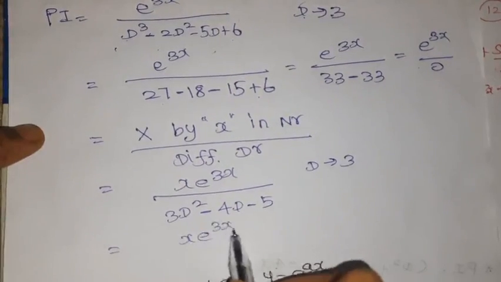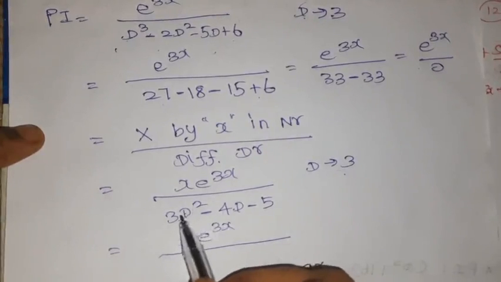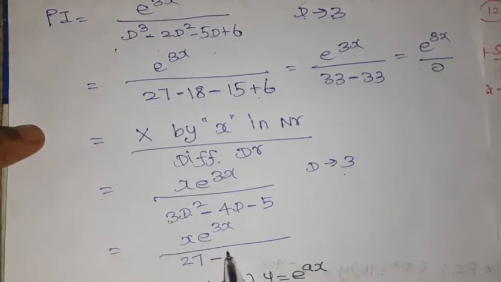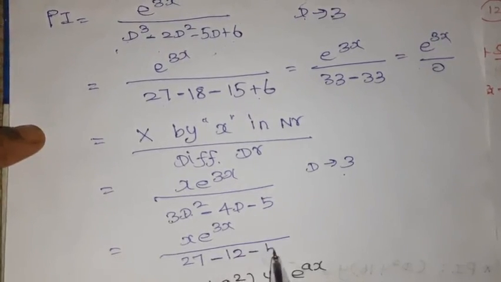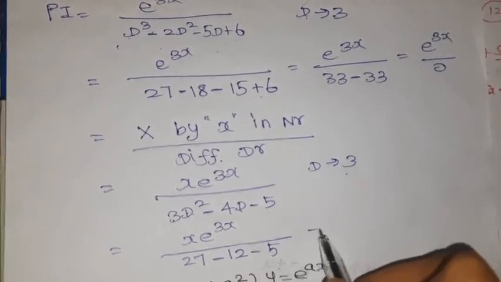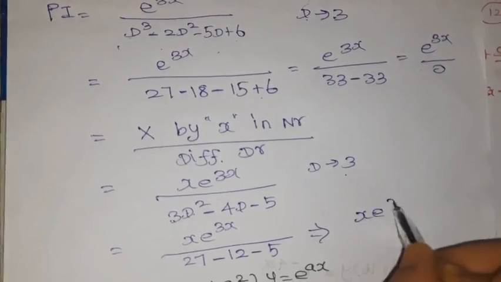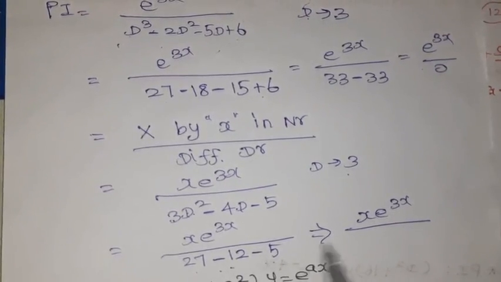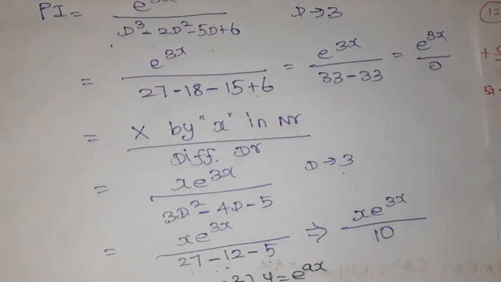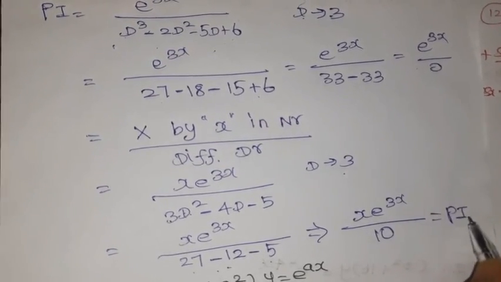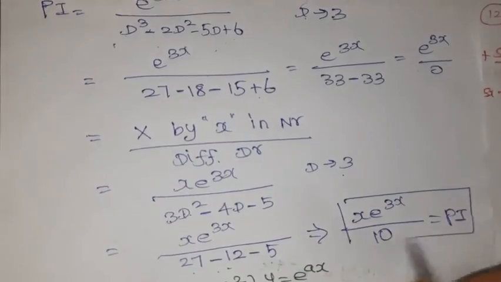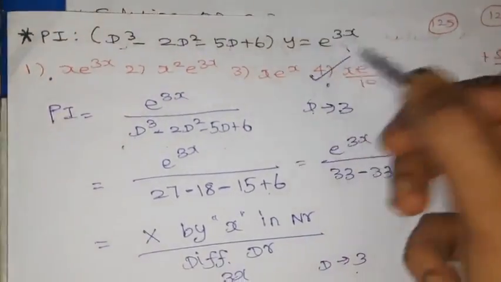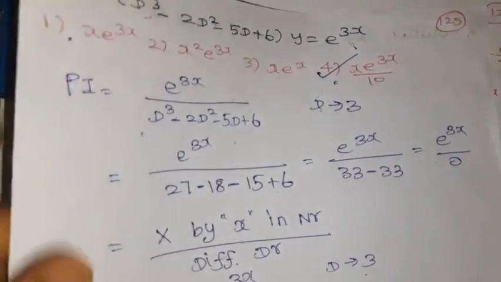x e power 3x divided by 3 square, which is 3 into 3 cube, 27, minus 4 into 3, minus 12, minus 5. So what do we get? x e power 3x in the numerator, and by simplifying the numerical, 27 minus 17, 10. So what is the PI for this problem? x e power 3x by 10. x e power 3x by 10, option 4 is the right option for this problem.